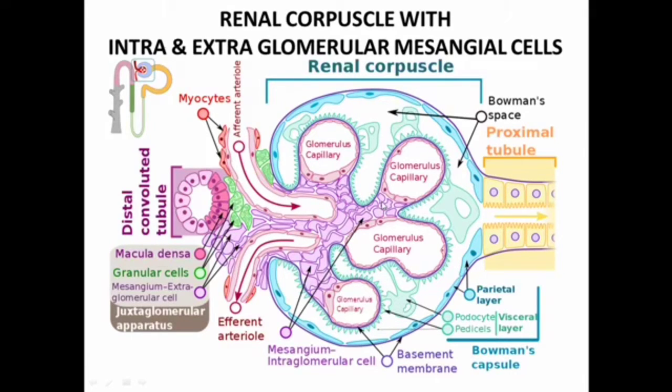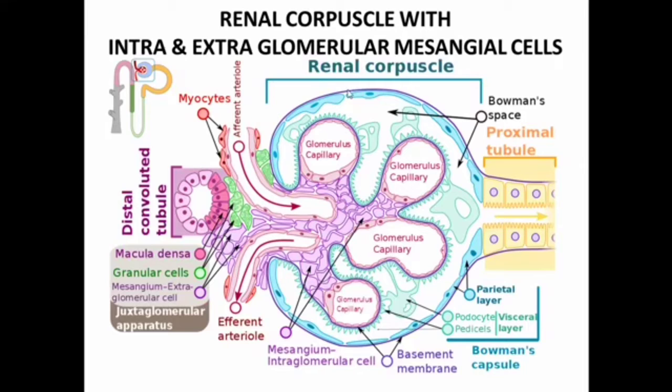Third function is the provision of the immune mediators. What type? For example, IL-1, for example, the prostaglandins, for example, the platelet growth factors. So these are produced by these mesangial cells, and these are used when there is damage to this filtering structure. These are required here.